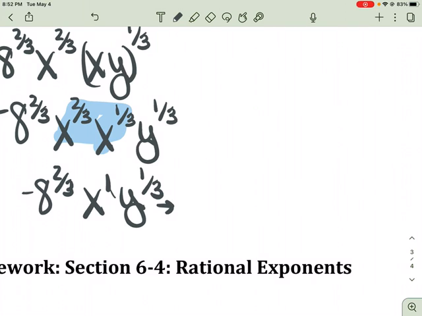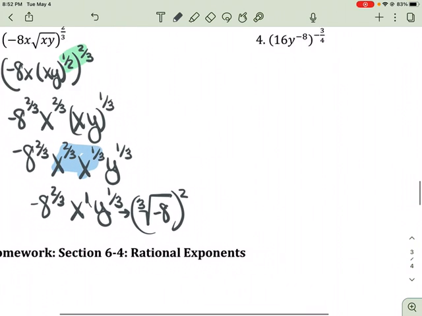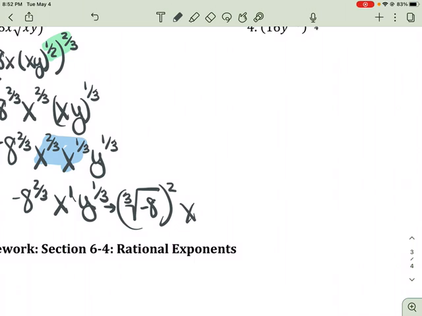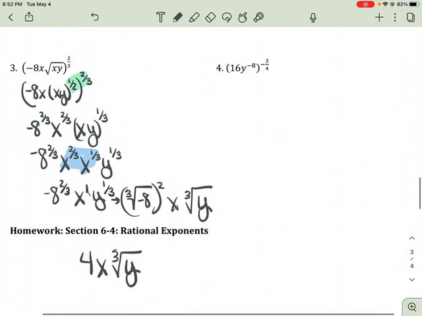All right. So I'm going to do the cube root of negative 8 squared. And then this is just an x and this is y, the cube root of y. So the cube root of negative 8 is negative 2. Negative 2 squared is 4x cube root of y. All right, let's try one more.